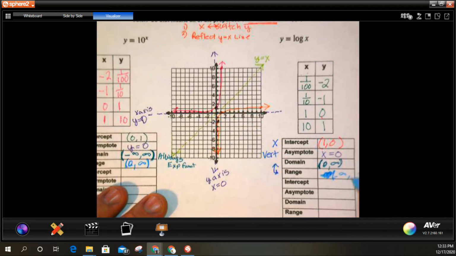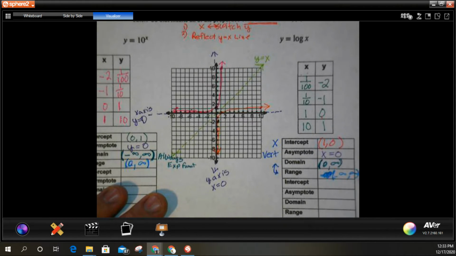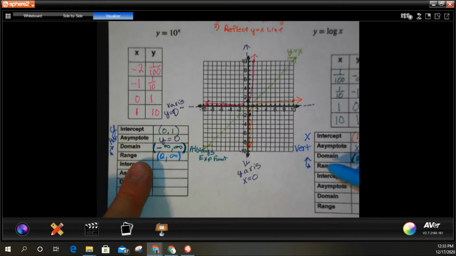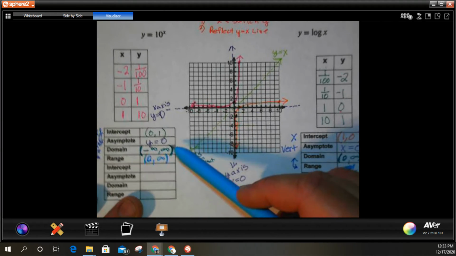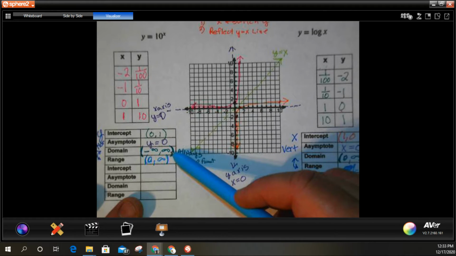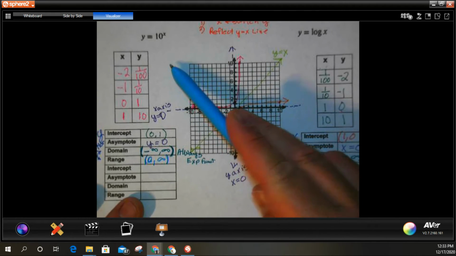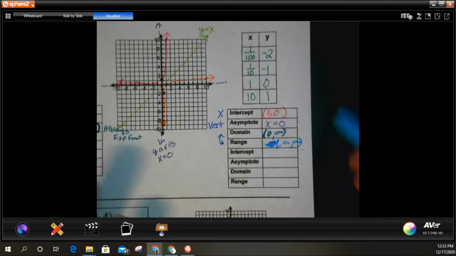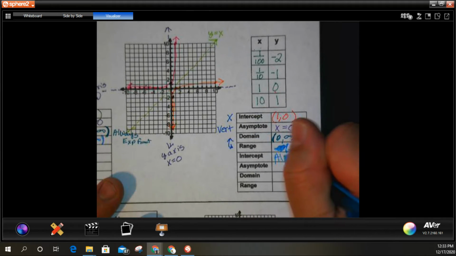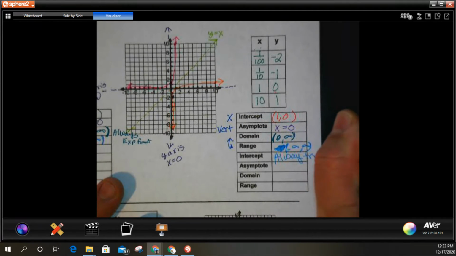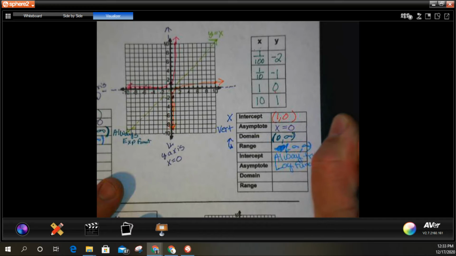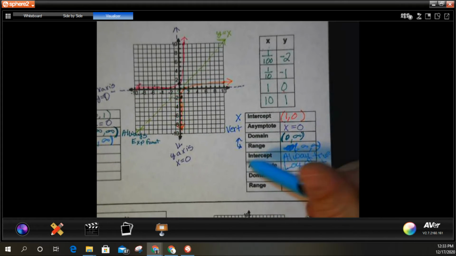So if we look at these, they indeed switched. The domain and range switched from the exponential function. So since this domain is always negative infinity, positive infinity for the exponential function, this range, negative infinity, positive infinity, is always going to be true for log function because they're inverses. Okay? Well, that's how you graph a log function.